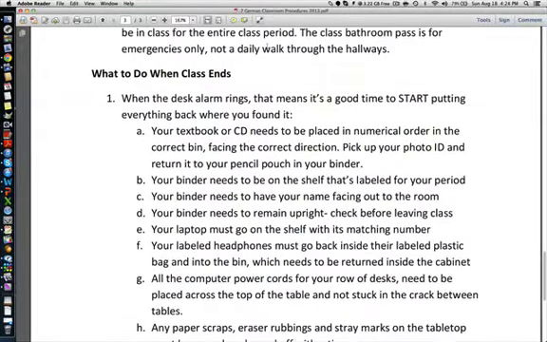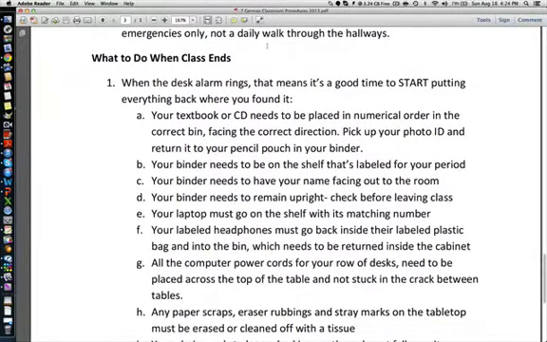What to do when class ends. Number 1, when the desk alarm rings, that means it's a good time to start putting everything back where you found it. A. Your textbook or CD needs to be placed in numerical order in the correct bin facing the correct direction. Pick up your photo ID and return it to your pencil pouch in your binder.